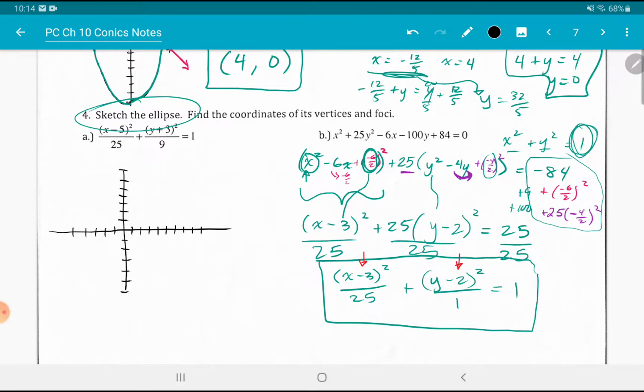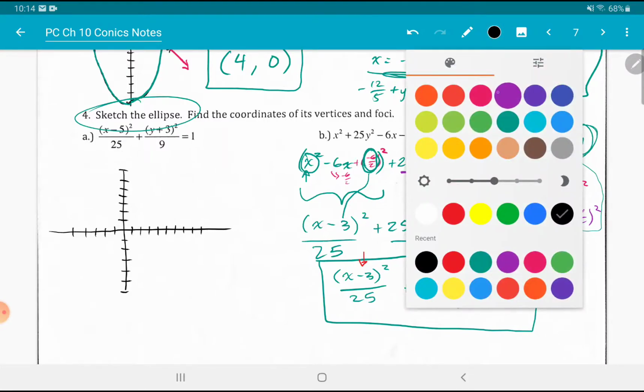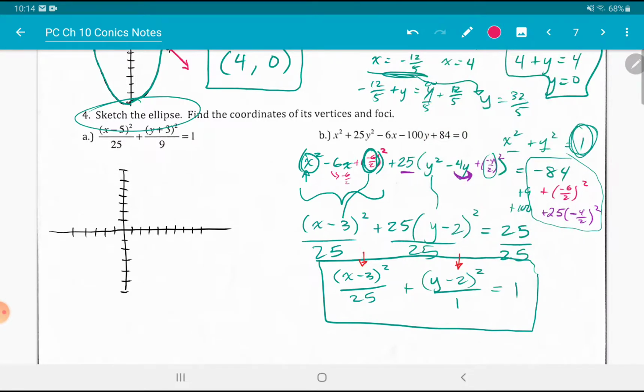Okay, let's go ahead and graph it now. My center says that I should go 3 to the right, and y minus 2 tells us we should go 2 up. Remember, you're doing the opposite of what that sign is if it's contained within parentheses. So our center is basically going to be at (3, 2). So go to 3, then 1, 2. There is our center.